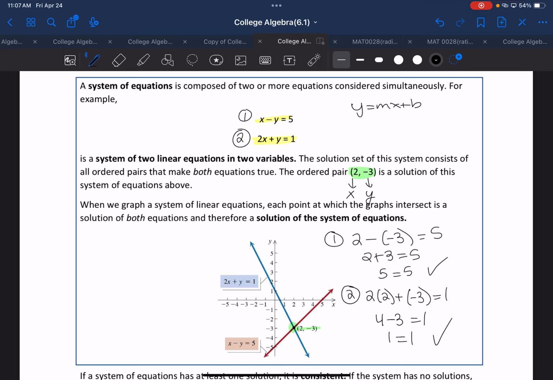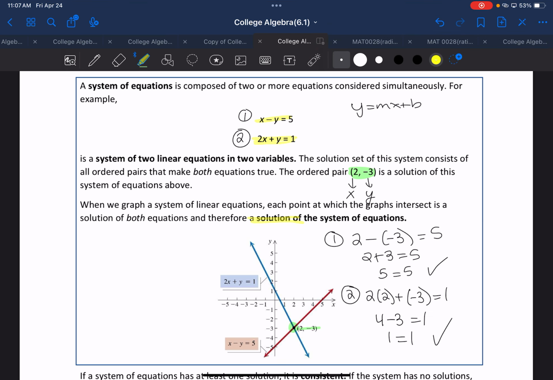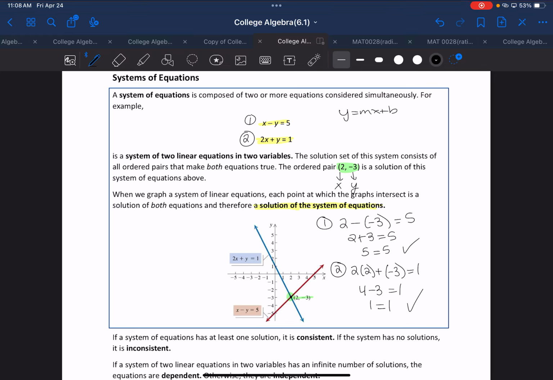And it's the only point that will make, the only ordered pair that will make both of these equations true because they only intersect once in that picture. Okay? So that's what we're looking for when we're trying to find the solution to the system of equations, the point where they intersect. And we're going to see that this can actually be an infinitely many points if they are the same line.